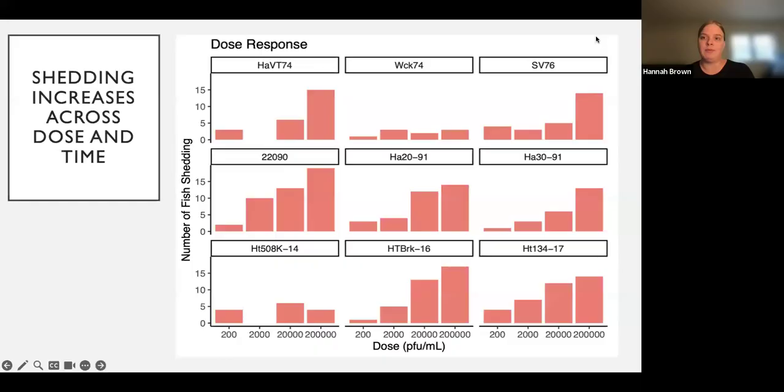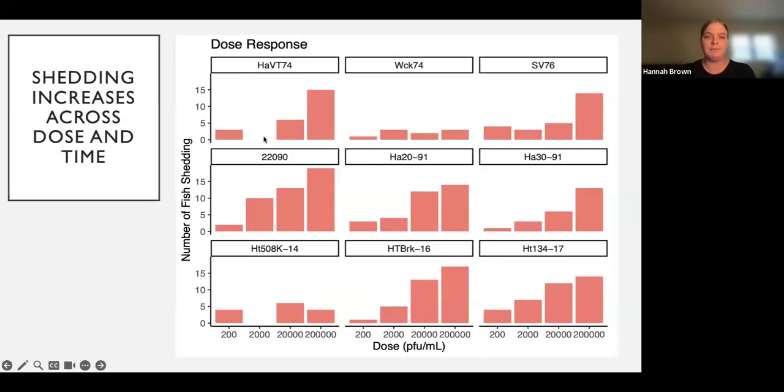And this was the data that we got. As you can see along the top here, there are the 9 different isolates, and they span the years from 1974, which I believe is one of the isolates, up to 2017. Let me orient you. Down here at the bottom, we have the 4 doses, from the lowest dose to the highest dose. And on the y-axis, you have 0 fish shedding up to 20 fish shedding, which would be the maximum per treatment.